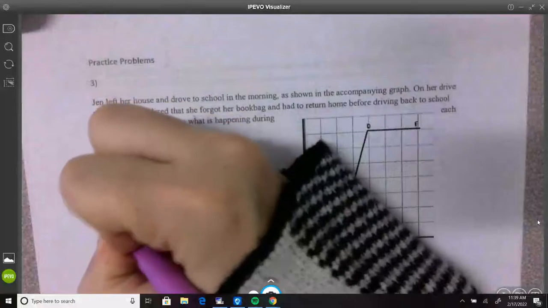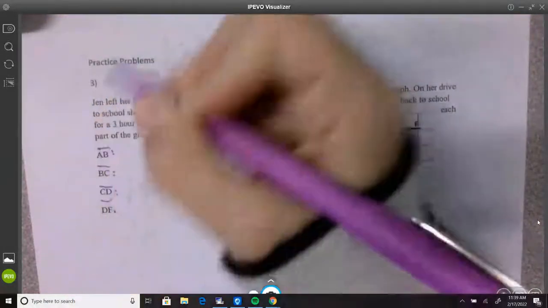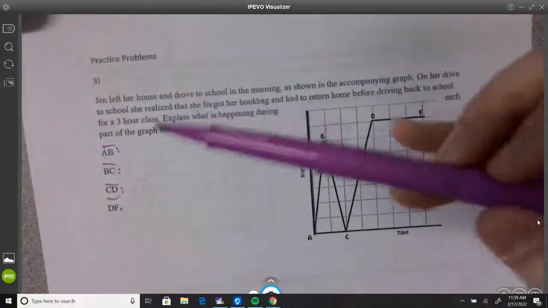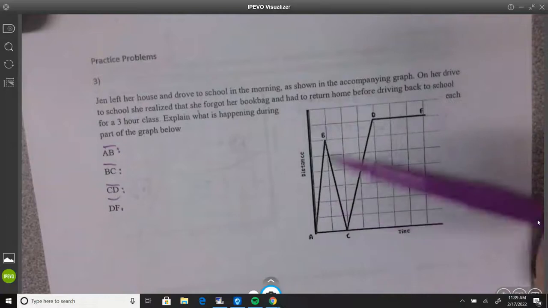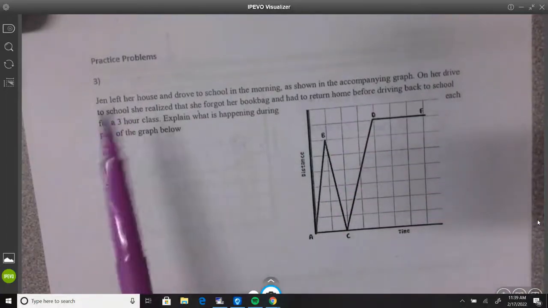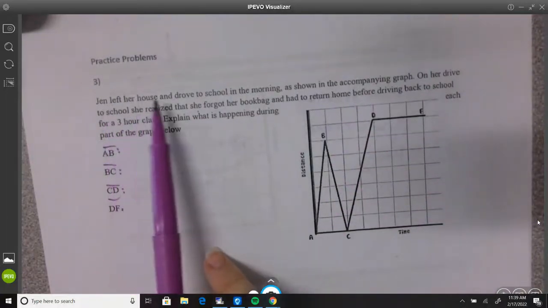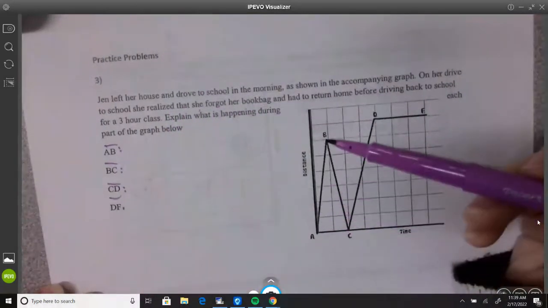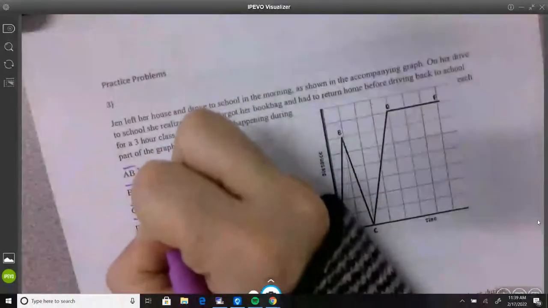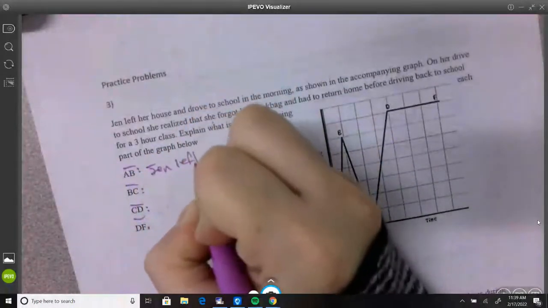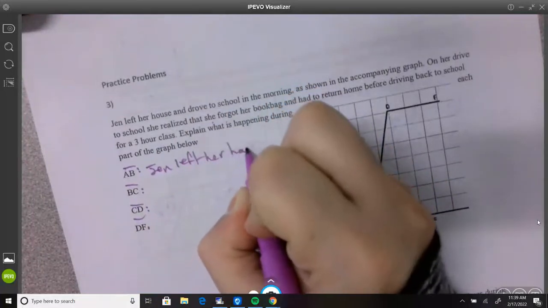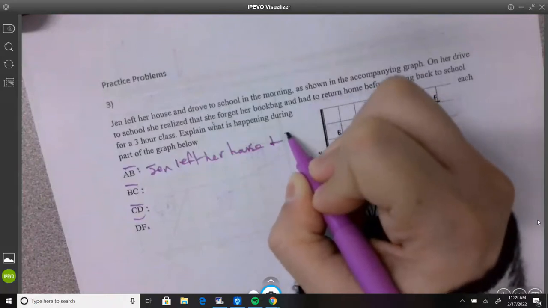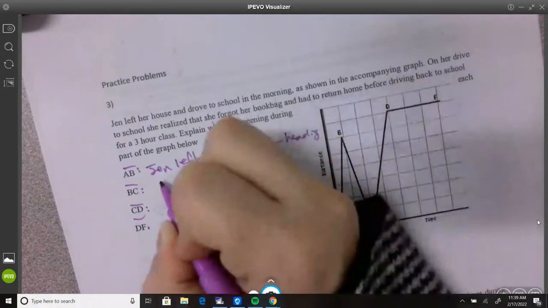All right, so we're going to be looking at all of our different line segments here. We're going to use the story that they gave us, and we're going to identify it. So AB, what's happening here? Look at your scenario. Jen left her house and drove to school. Increasing in distance, that makes sense. So Jen left her house and was heading to school.